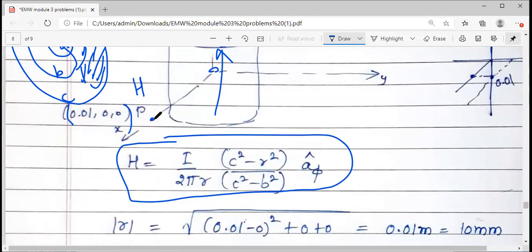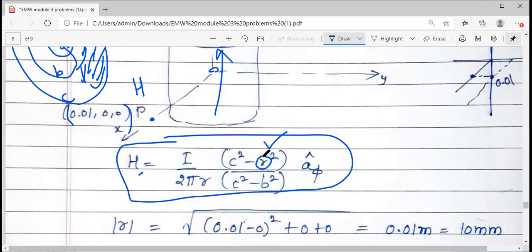But if you consider P outside, this was one of the values of H for the 4 different regions. एक region के लिए ये value हमको आया है H, okay? You try to see the theory where we have got this equation. So we are using this H equals I by 2 pi R, c square minus r square by c square minus b square.